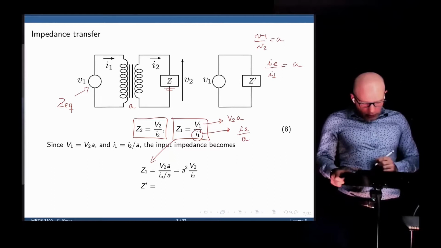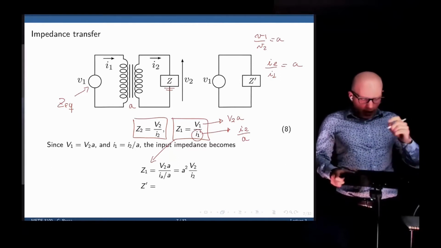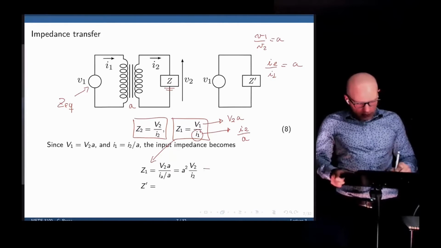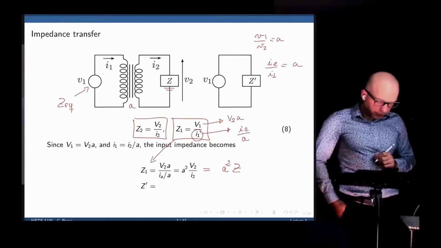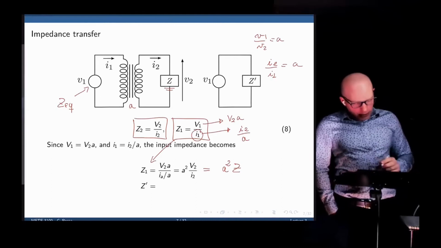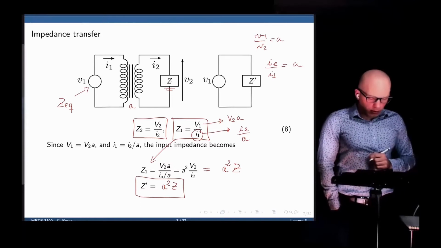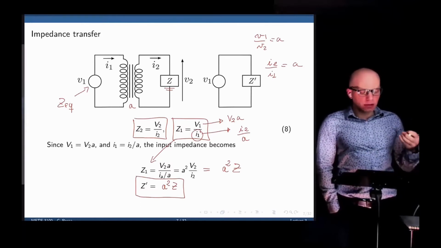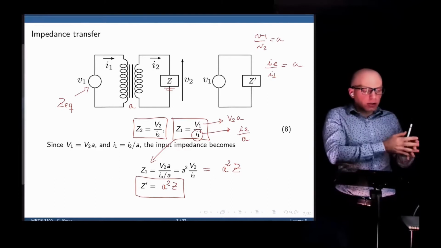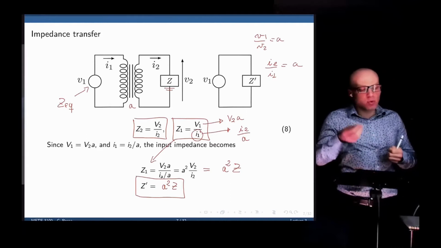This is now easy to manipulate. We see A divided by 1 over A, that is A squared, and we have V2 over I2, so this is equal to A squared times Z. So the equivalent impedance as seen by the primary is A squared times Z. Okay, that's the equivalent impedance seen by the primary. We connect Z in the secondary, but from the primary's perspective, that impedance becomes A squared times Z.